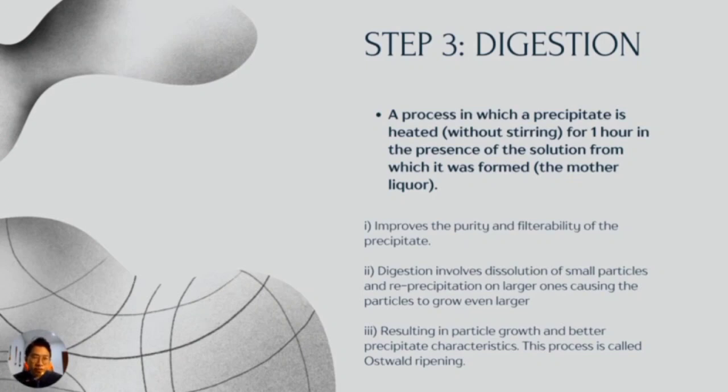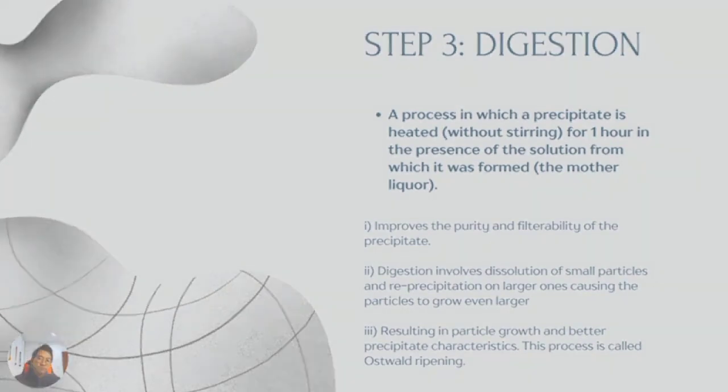In digestion, there is dissolution of small particles and re-precipitation on larger ones, causing the particles to grow even larger. Digestion results in particle growth and better precipitate characteristics. The process is called auto-ripening.